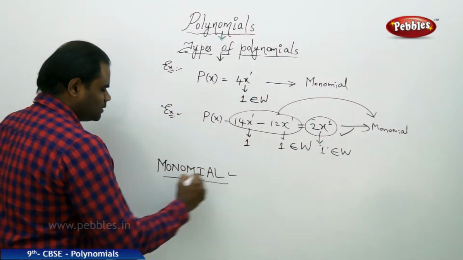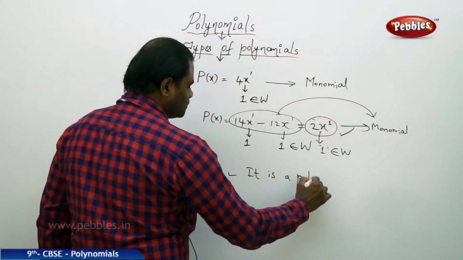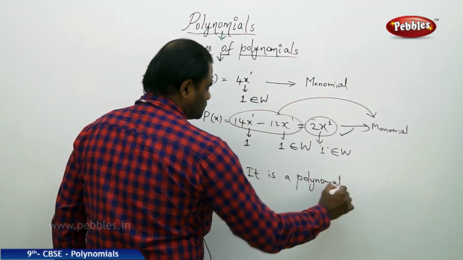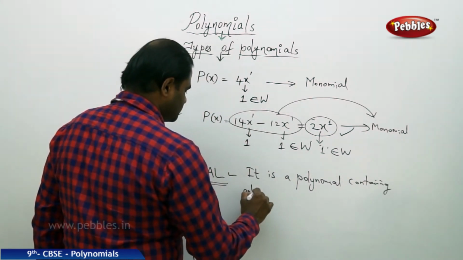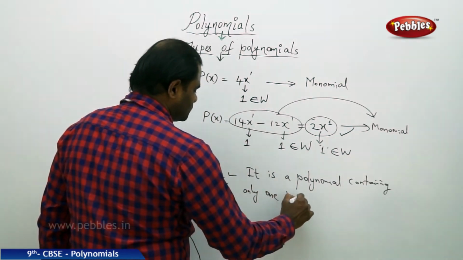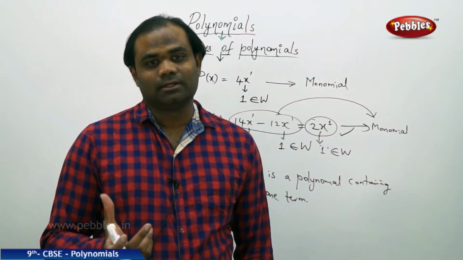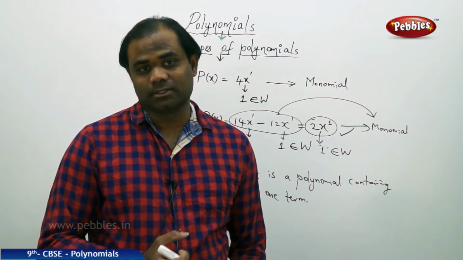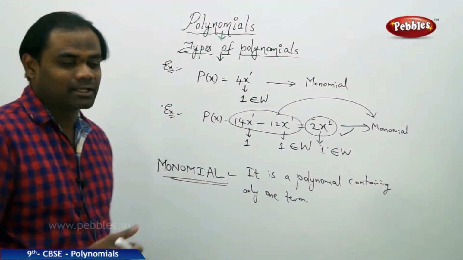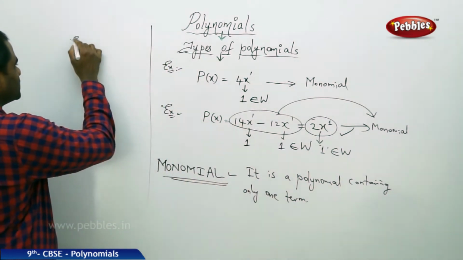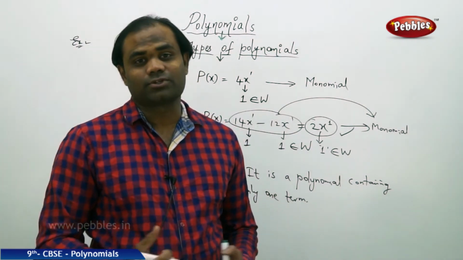Monomial: it is a polynomial containing only one term. That is how we define the monomial, a polynomial with only one term. What if the polynomial has only a constant? Let's take an exceptional example in this case to understand the concept of monomial more strongly.